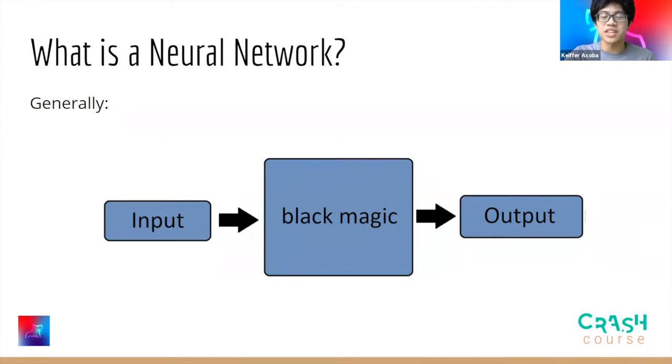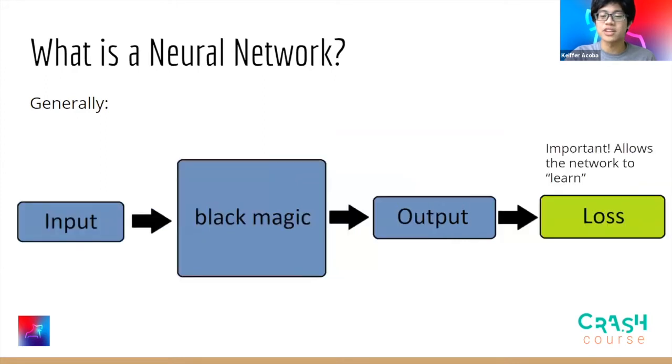Maybe the output is, like I showed before, a generated face. And while I didn't put it here, it's very important that your neural network has some kind of loss function at the very end after getting your output. This is very important because this is what allows your network to learn from the data.